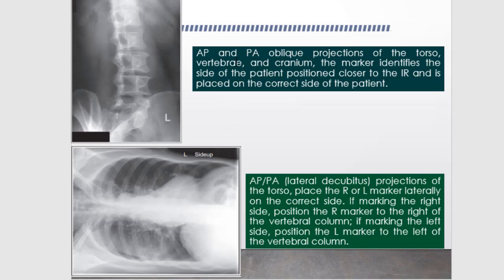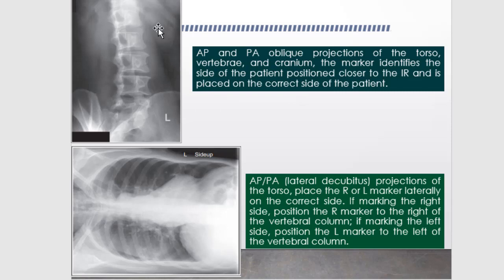Okay, the next one is the AP and PA oblique projection of the torso, vertebra, and cranium. Look at these AP and PA oblique projections. The marker identifies the side of the patient positioned closer to the IR. Remember, in oblique, like we already checked in the previous images, which side is closer to the cassette? We need to label that one. If LAO, it means left anterior side closer to the cassette. If RAO, it means right anterior side closer to the cassette.